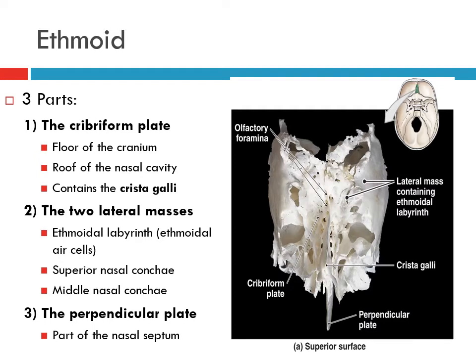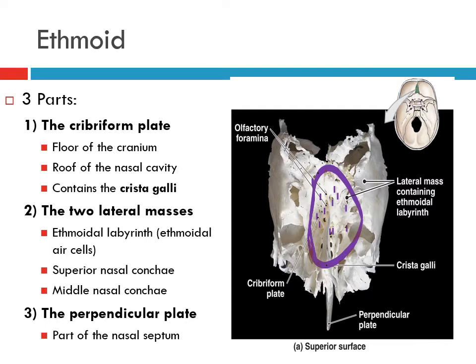There are 3 parts of the ethmoid bone. The cribriform plate, which is here, forms the floor of the cranium and the roof of the nasal cavity, and it contains a structure called the crista galli. And the cool thing about the cribriform plate is you can see all of these little holes in this cribriform plate, and those holes are for the passage of the olfactory nerves. So the little nerve endings for your sense of smell, the olfactory nerve, pass through this ethmoid bone.